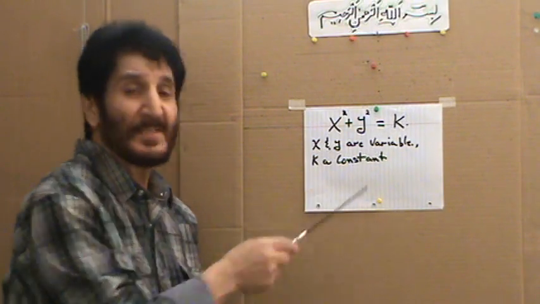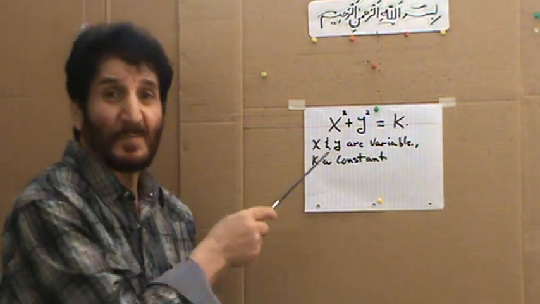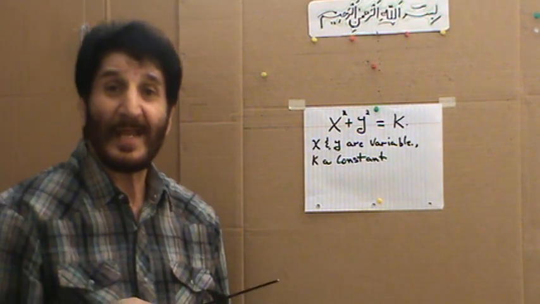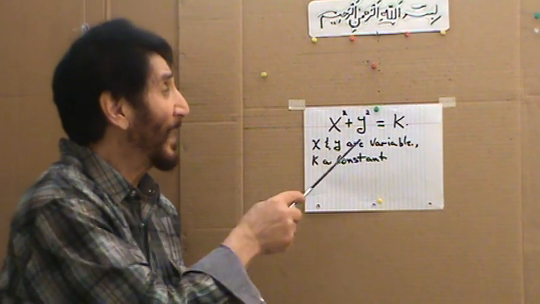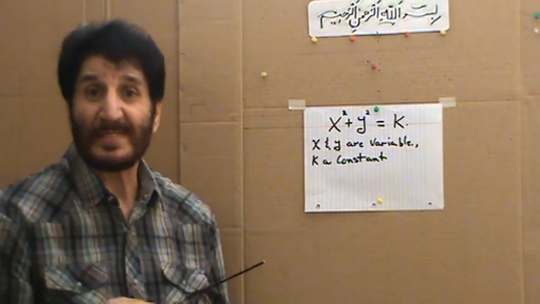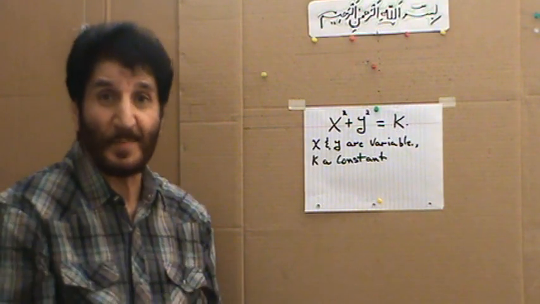Now, suppose k is, for example, 9. If k is 9, the domain of x will be between 3 and -3, including 3 and -3. And the domain of y also will be between 3 and -3. So k will keep x and y in orbit.